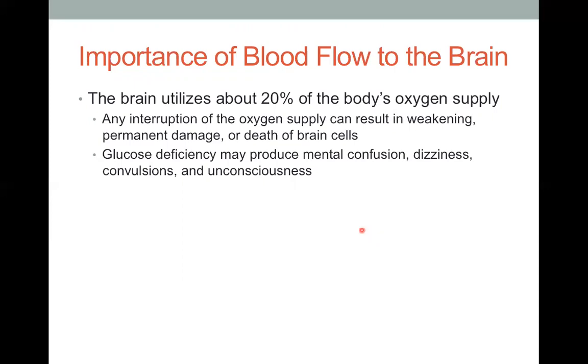The second point here: carbohydrate storage in the brain is limited. Therefore, our supply of glucose to the brain must be continuous. A glucose deficiency in the brain could produce mental confusion, dizziness, convulsions, and unconsciousness. This is often what you see in people that have become hypoglycemic. They have that mental confusion, the dizziness, convulsions, and then become unconscious if they don't have enough glucose.